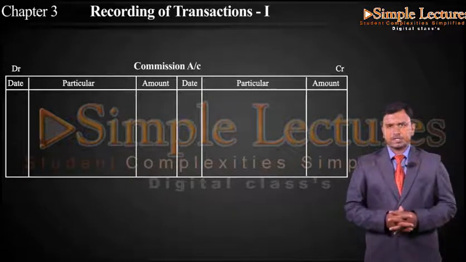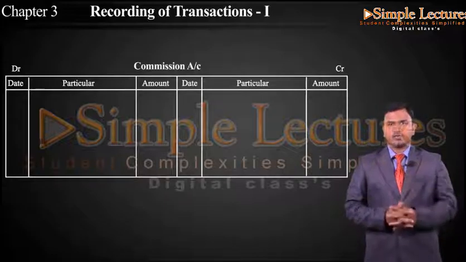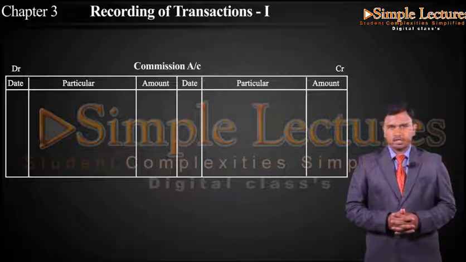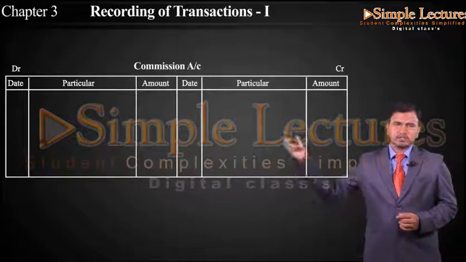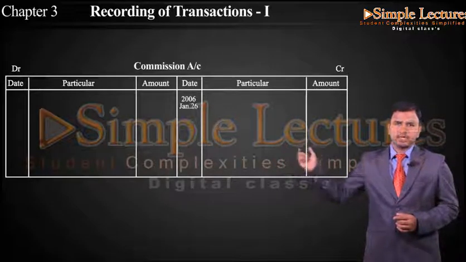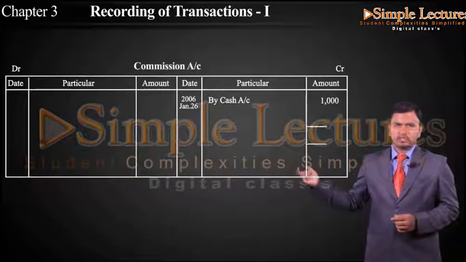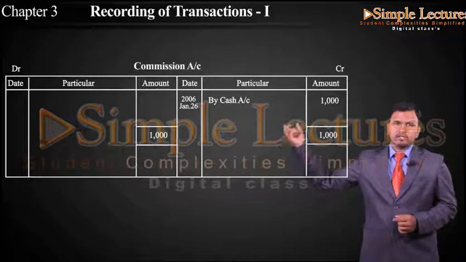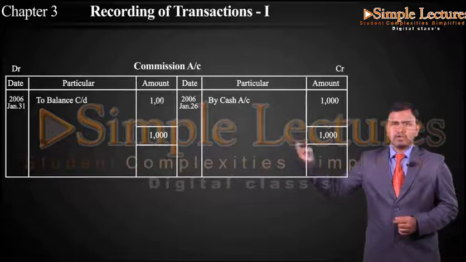Let me repeat once again. Relating to the commission, we have an entry on Jan 26th where cash account debtor to commission account. So commission was credited, and that should be taken on the credit side of the commission account. The date will be on the credit side Jan 26th by cash account 1,000. Then the total of the credit side is 1,000, the same total on the debit side 1,000, and above that 31st Jan to balance carried down 1,000.